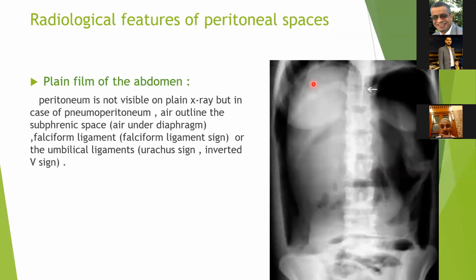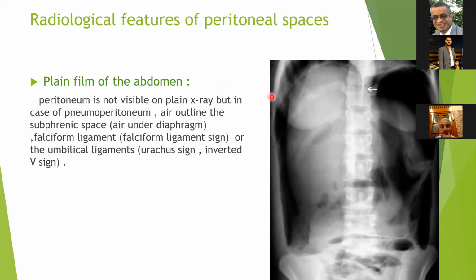Plain film of the abdomen, radiological features of peritoneal spaces. Peritoneum is not visible on a plain abdominal X-ray, but in case of pneumoperitoneum, air will outline the subophrenic space, called air under diaphragm, and the falciform ligament, which is called the falciform ligament sign, or the umbilical ligament, which is called the urachus sign, or inverted V sign.